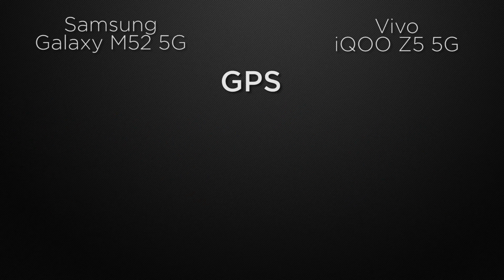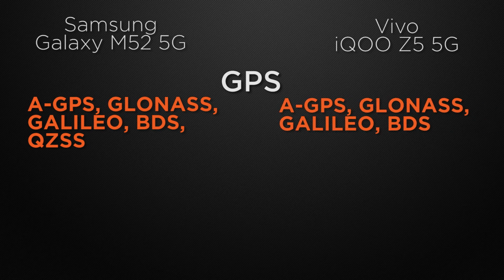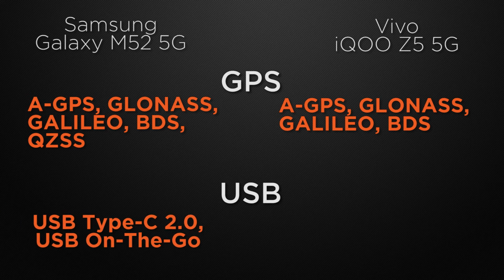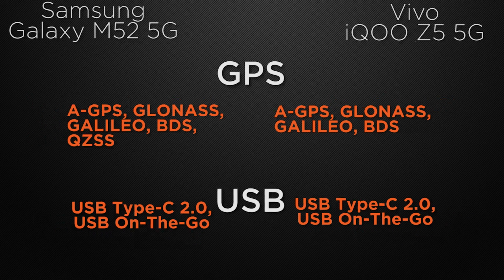Let's talk about the positioning chips in the devices. M52 has AGPS, GLONASS, Galileo, BDS and QZSS, whereas Z5 has AGPS, GLONASS, Galileo and BDS. So the winner here is M52 because it has the QZSS chip. And about the USB connectivity of the devices, M52 comes with a 2nd gen Type-C connector with OTG support, whereas Z5 also has a 2nd gen Type-C connector with OTG support, so it's a tie.